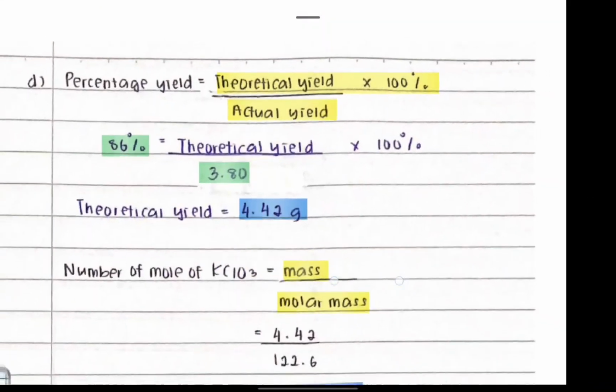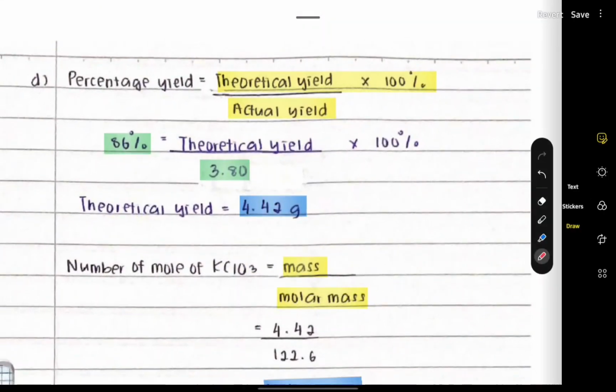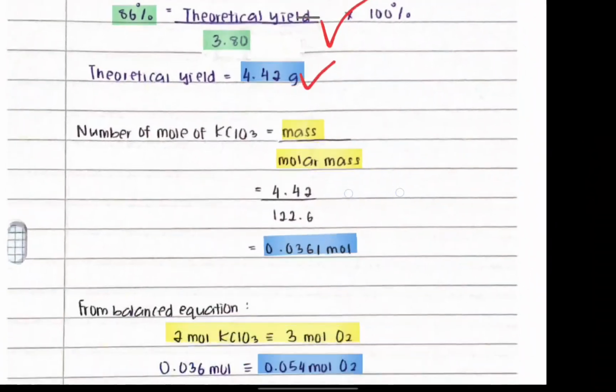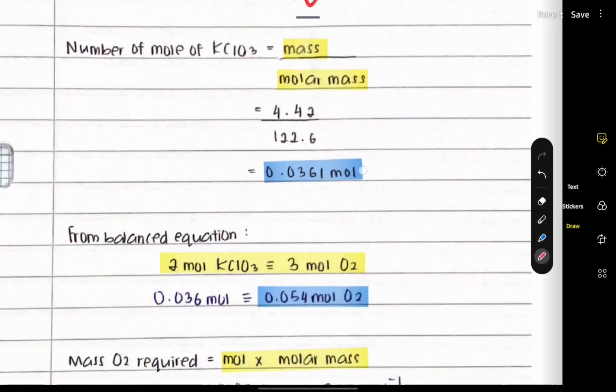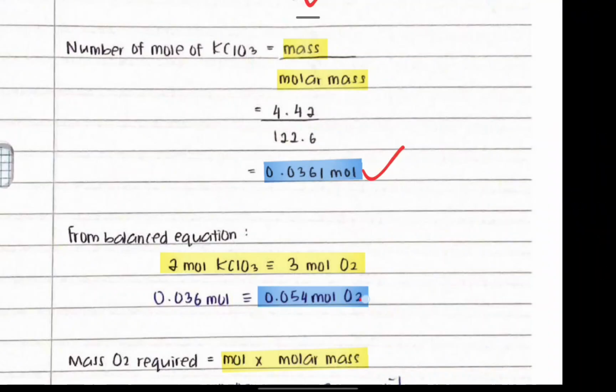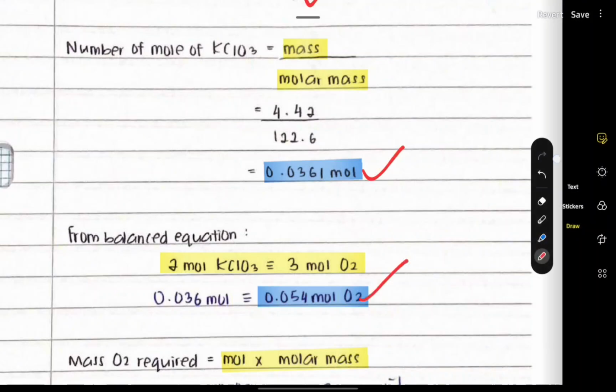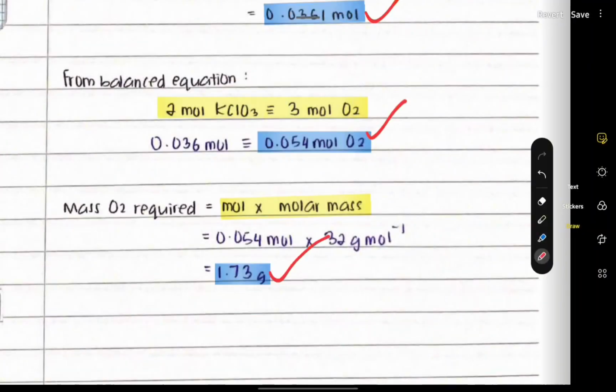For the mark allocation, 1 mark for the formula of theoretical yield or the substitution, 1 mark for the answer for the theoretical yield, 1 mark for the number of moles of potassium chlorate, 1 mark for the moles of oxygen, and lastly 1 mark for the mass of oxygen required. That's all from me.